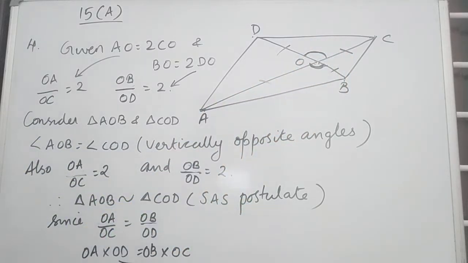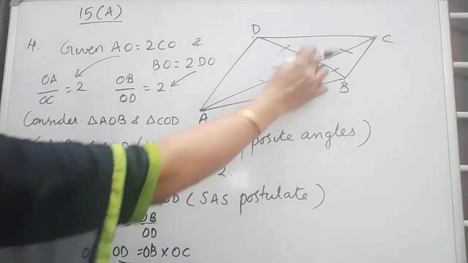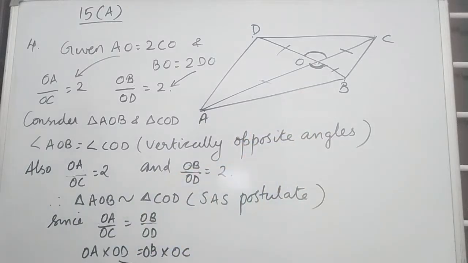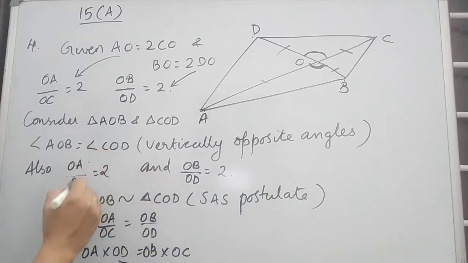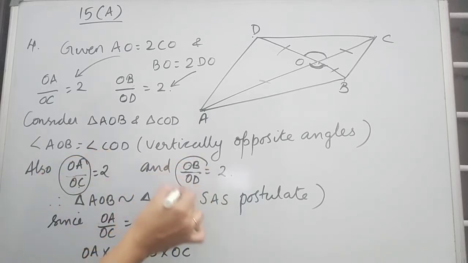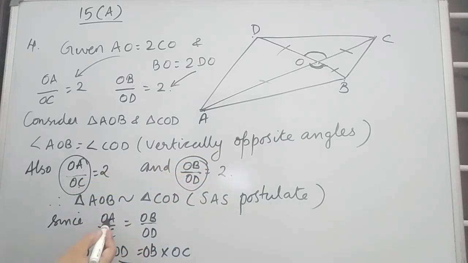So which postulate we can apply? SAS, side, angle, side. So we can say triangle AOB is similar to triangle COD. These two triangles are similar using the SAS postulate. Since we have OA divided by OC is equal to 2 and OB divided by OD is equal to 2, we can directly write OA divided by OC is equal to OB divided by OD, since both the values are 2. So cross multiply, OA into OD is equal to OB into OC, that we want to find out.